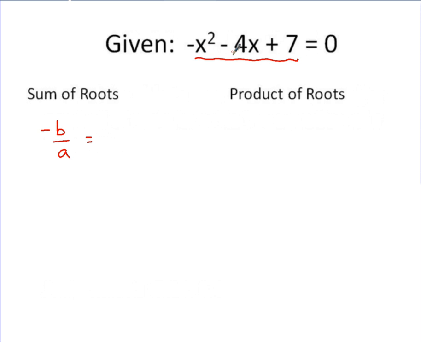B is negative 4. I'm negating that, so positive 4. A is, this would be negative 1, right? Sum of the roots is just going to be negative 4. Product of the roots, take c over a. C in my quadratic is 7. A again is negative 1. So the product of the roots is simply negative 7. That's simple.